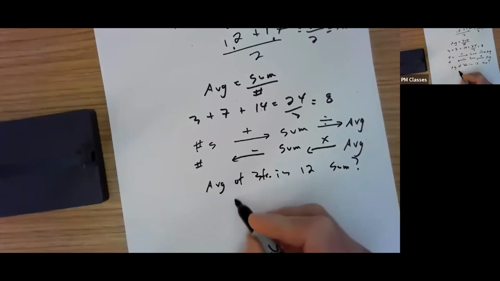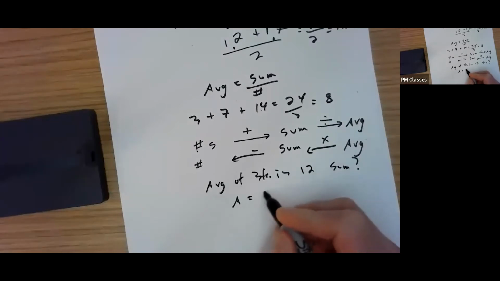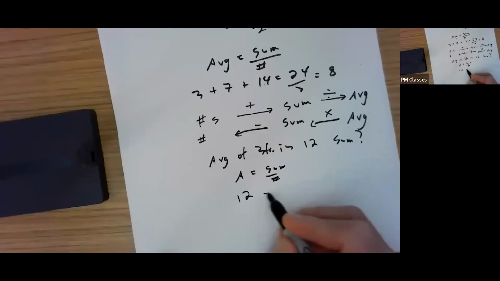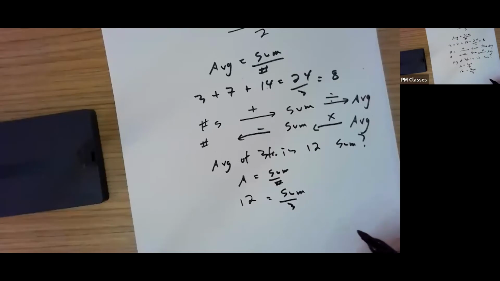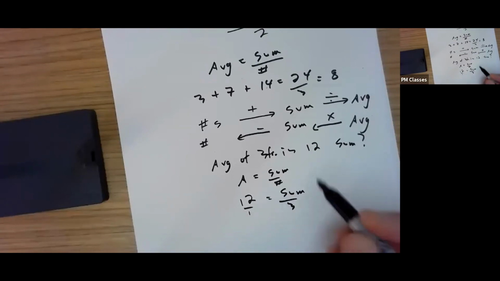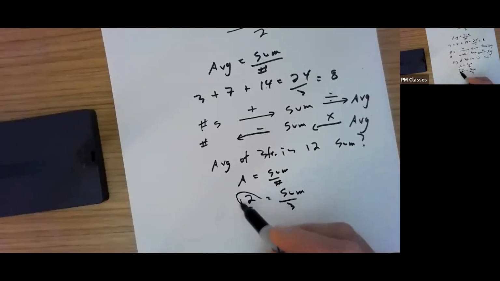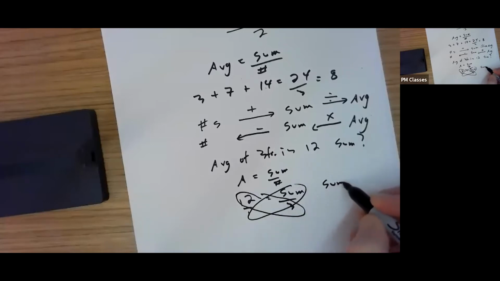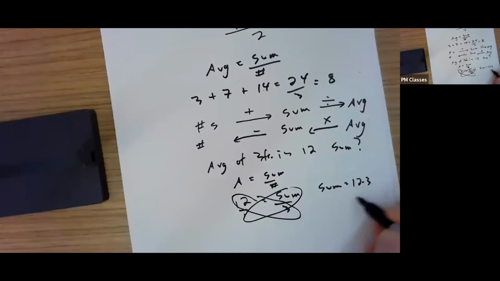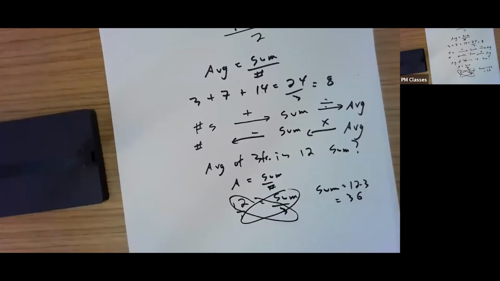Well, we can do it a couple ways. If the average is the sum divided by the number, I can say that 12 is the average. The sum I don't know yet, but I know that there are three people. I like to undo ratios by cross multiplying. So I'm going to say 12 times 3 equals the sum times 1. So sum times 1 is just sum equals 12 times 3, meaning those folks have to add up to a total of 36. Three friends have to have a total of 36.